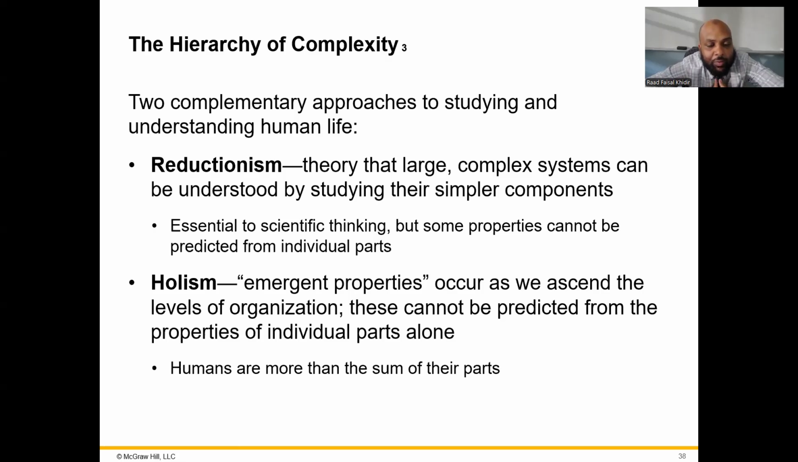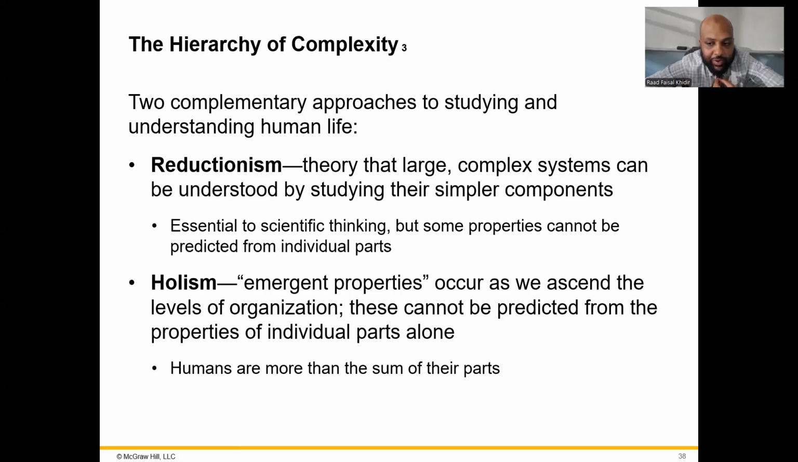There are two complementary approaches to studying and understanding human life. There is reductionism and holism. Reductionism is a theory that large complex systems can be understood by studying their simpler parts. We are larger parts that are made up from smaller parts. And that is essential to scientific thinking.